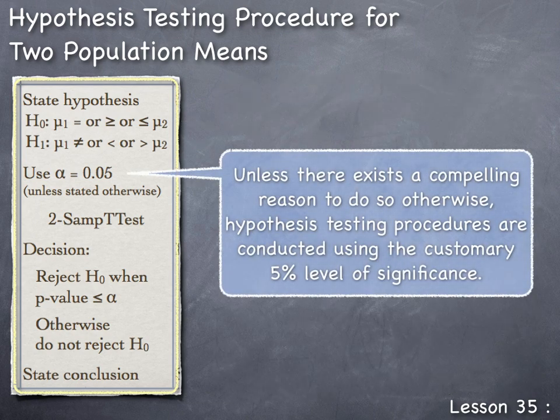Now, unless there exists a compelling reason to do so otherwise, hypothesis testing procedures are conducted using the customary 5% level of significance, that is, alpha equal 0.05 decimal.